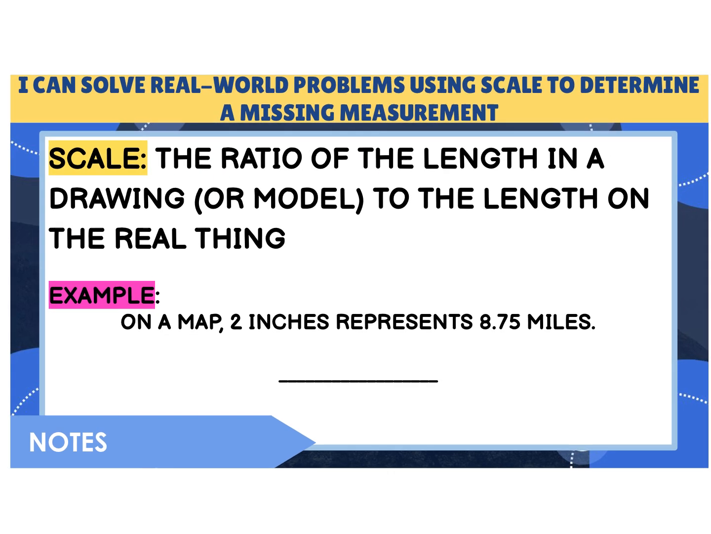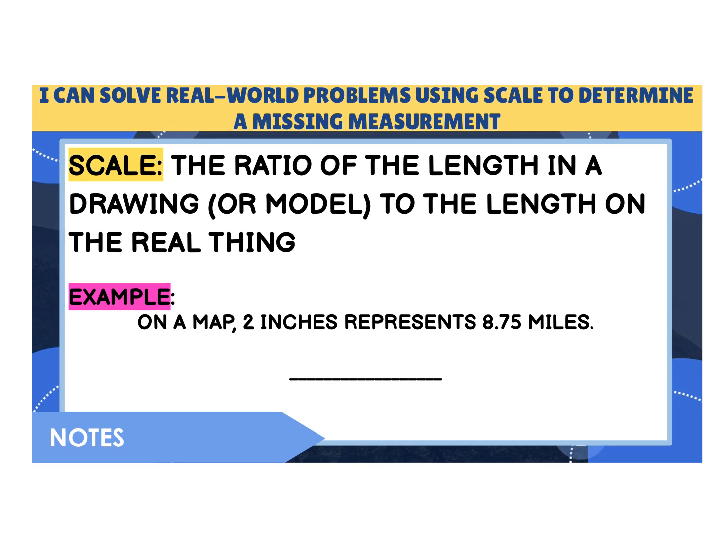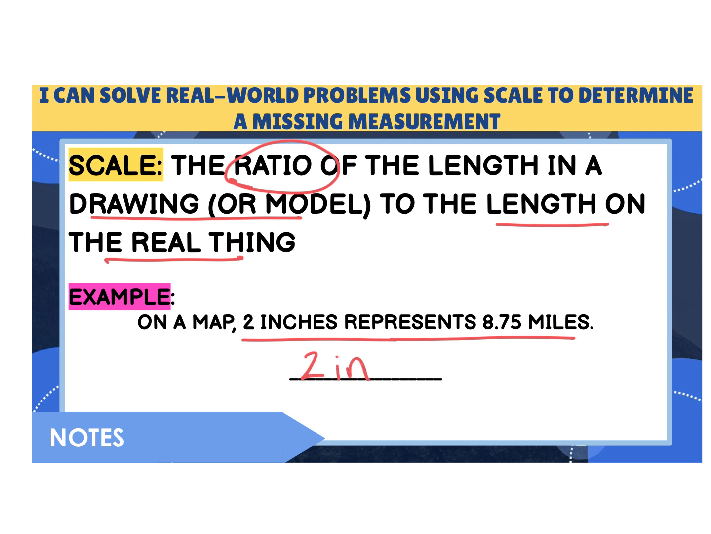And a scale is the ratio of the length in the drawing or the model to the length in the real thing. So for example, on a map, 2 inches represents 8.75 miles. And we know that as a ratio, we can write it 3 ways. And one of the ways is we can write it as a fraction. So we would write it as 2 inches over 8.75 miles.